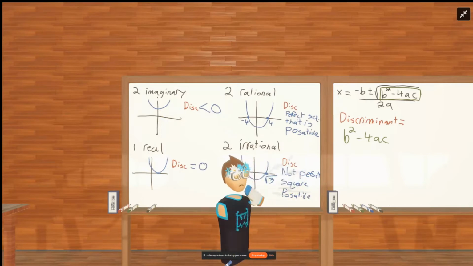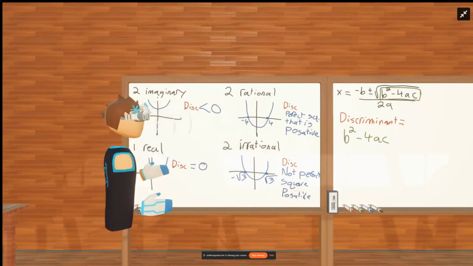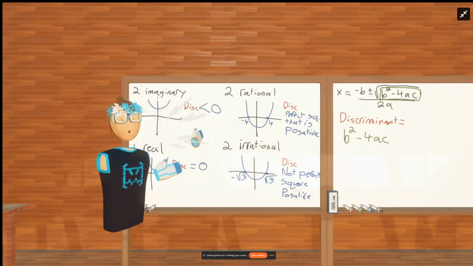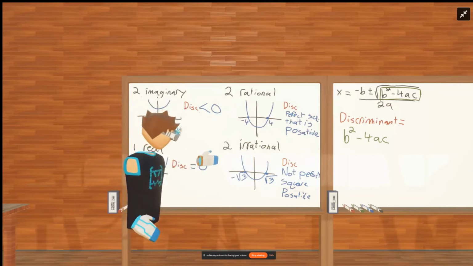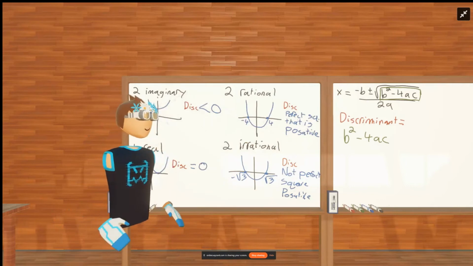So that's some of the discriminant stuff. Using these kind of rules, you can figure out what your polynomial will look like once you've plugged in all the numbers.